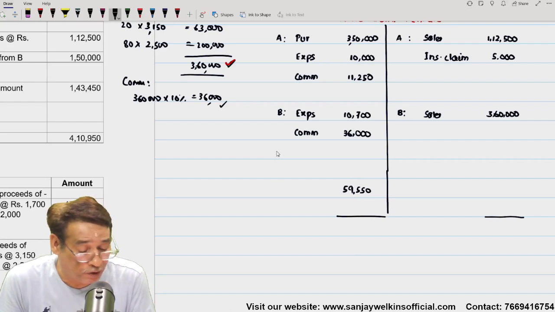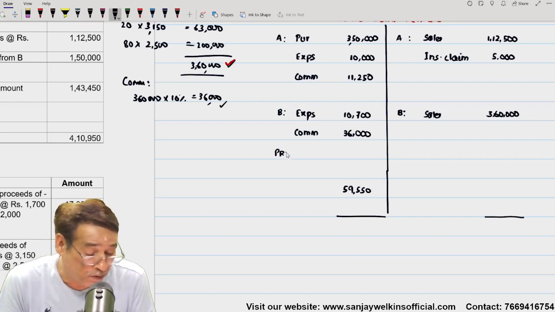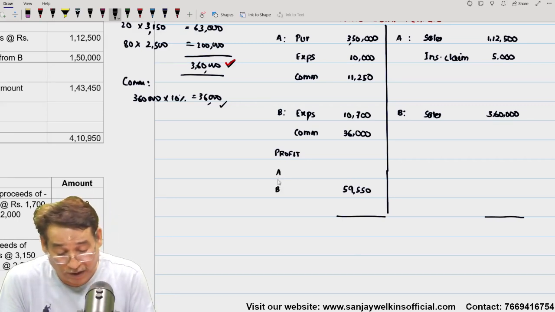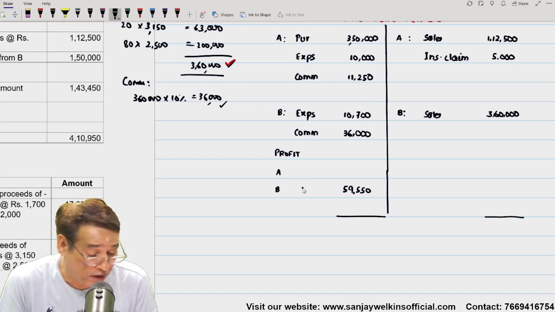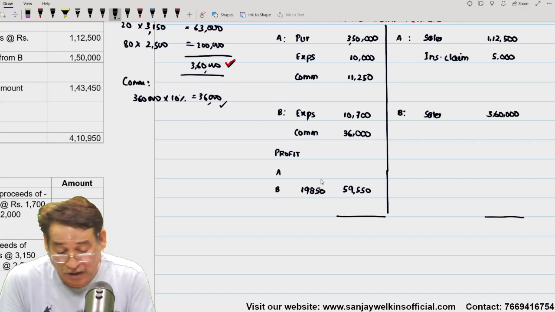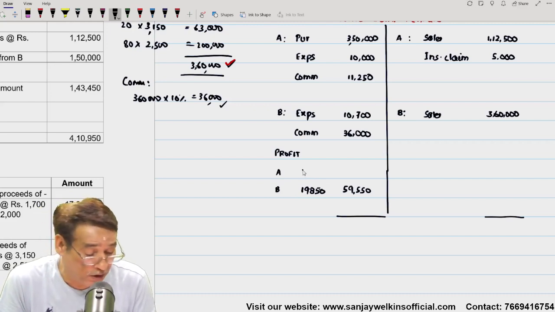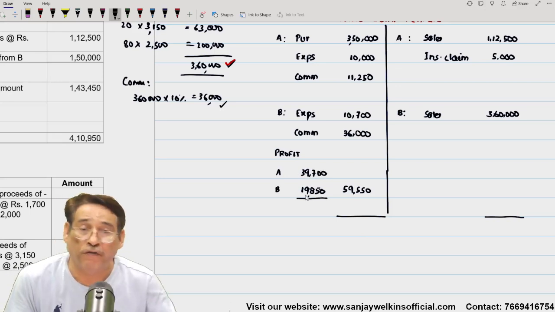59,550. This profit will be transferred to the respective partners in the ratio of 2:1. Divided by 3, that is 19,850. Multiply it with 2, that is equal to 39,700. Correct? So not a very tough task.